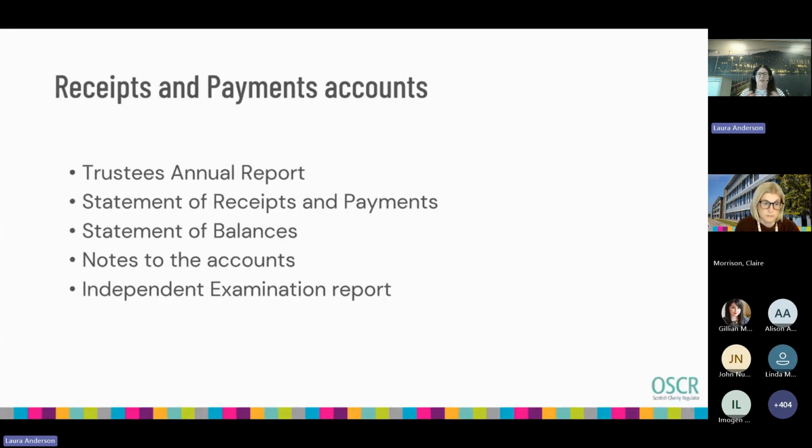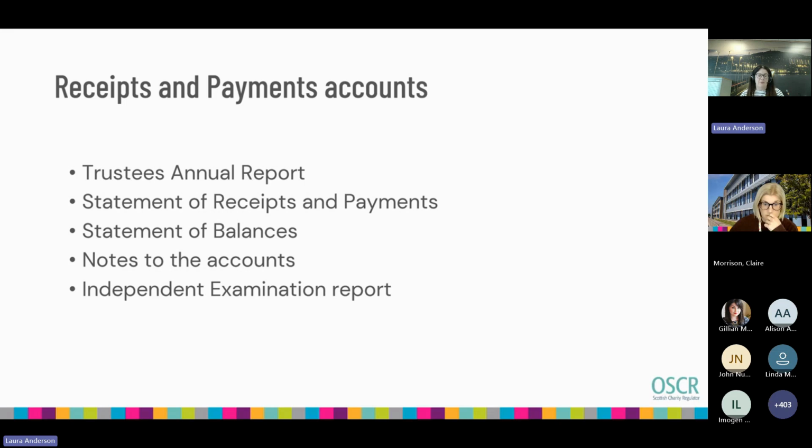And although these are a simpler form of accounts, they must still give enough detail to enable somebody else who's reading those accounts to get an appreciation of the transactions of the charity for that year. So they'll include a number of elements here. They'll include a trustees' annual report that provides narrative information about the charity. They'll include a statement of receipts and payments, and that provides an analysis of the monies that have been received and paid out during the year.